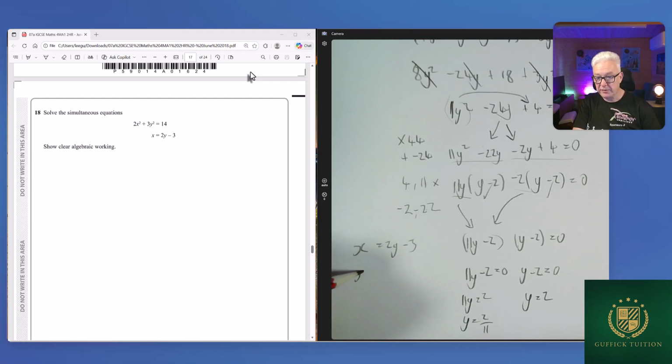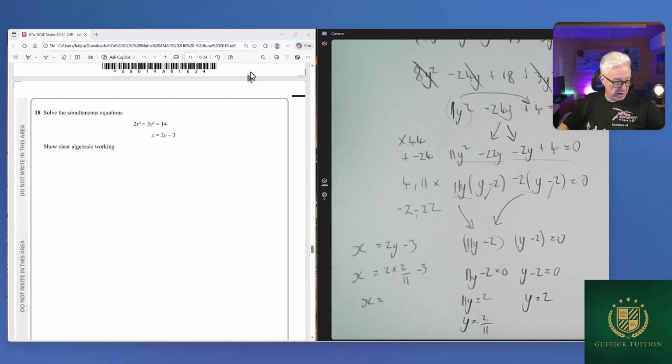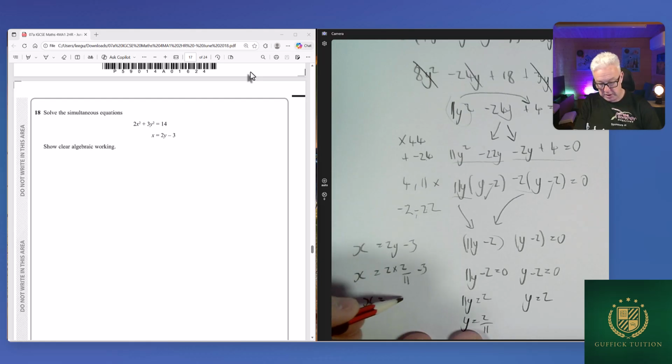So let's do the first one, 2 over 11 first. So we're going to have 2 times by 2 over 11 minus 3. Let's see what that's going to give us for our x value. I think it's going to give us minus 29 over 11. Yeah, that's going to give us minus 29/11, matching up with the 2/11.